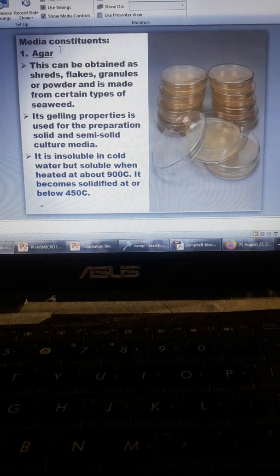Next. So, media constituents. So, we have agar. This can be obtained in shreds, flakes, granules, powder, and is made from certain types of seaweed. So, yung seaweed, carrageenan or agar-agar, that is considered to be a polysaccharide. Later on in biochemistry, that belongs to a polysaccharide. It has gelling properties used in the preparation of solid and semi-solid culture media. So, this is very common. It is insoluble in cold water but soluble when heated at about 90 degrees Celsius. It becomes solidified at below 45 degrees Celsius.